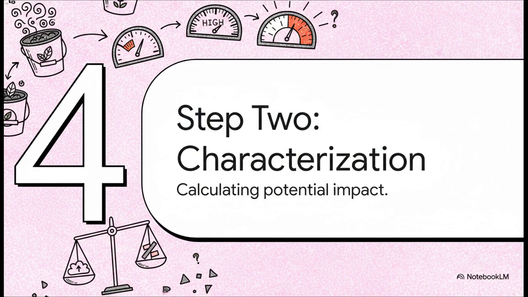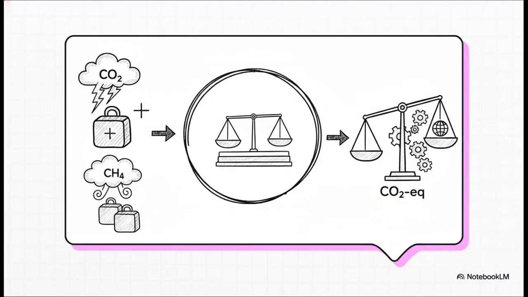Okay, so we've sorted everything into the right categories. Now, for the really crucial part. We need to figure out just how much each of those substances is actually contributing. This step is called characterization, and it's all about understanding the relative power or potency of each emission. So here's the key idea. You can't just add 1 kilogram of CO2 to 1 kilogram of methane and get a meaningful result, right?